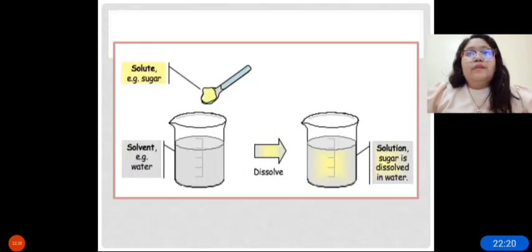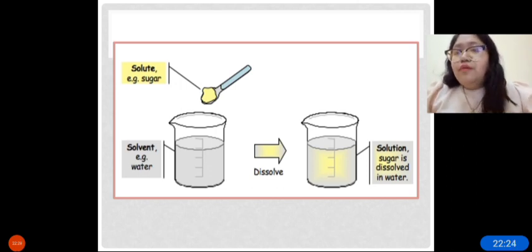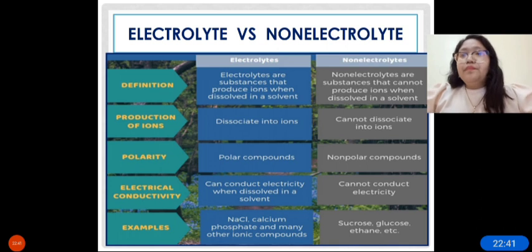Say for example, this one. Our solute is sugar, our solvent is water. Now, if we are going to mix this, sugar will be dissolved in water. And thus, this will be our solution. Sugar is dissolved in water.